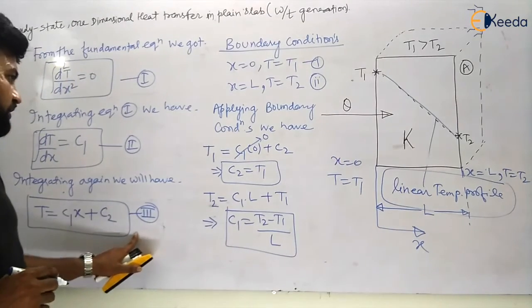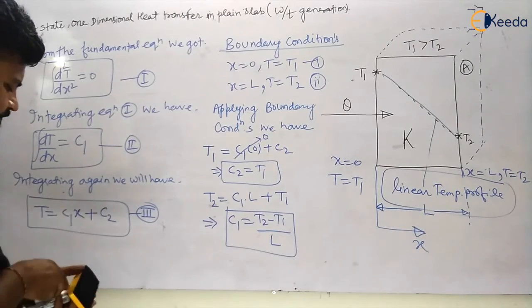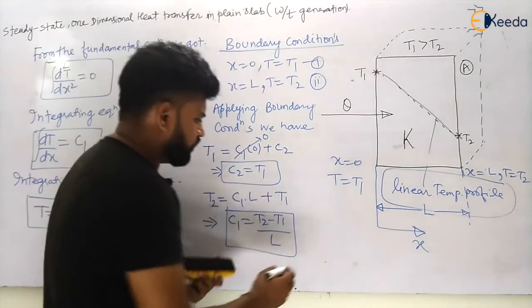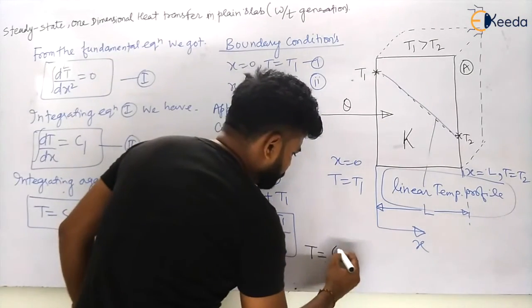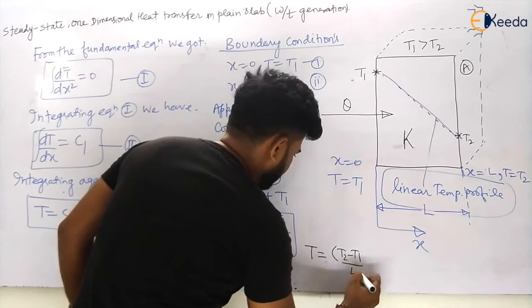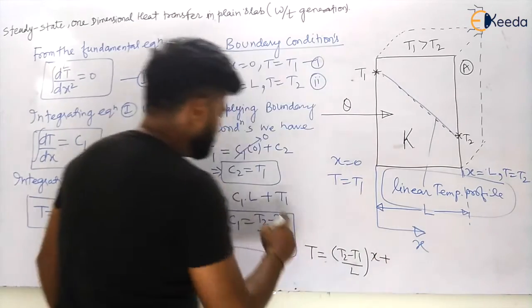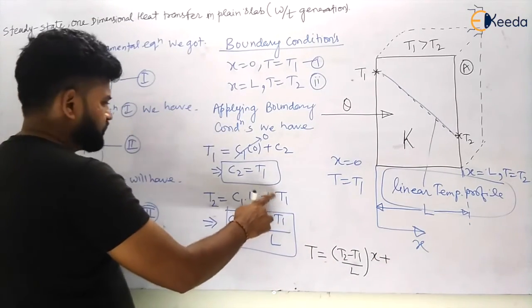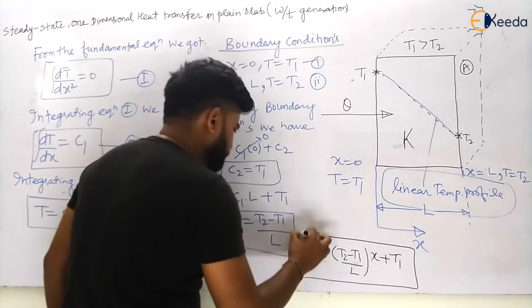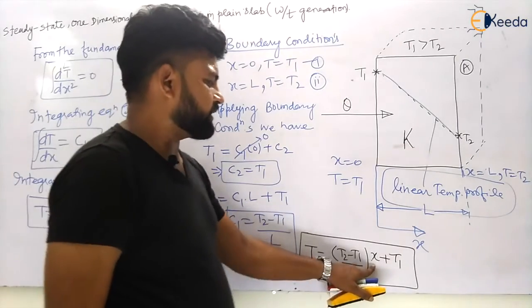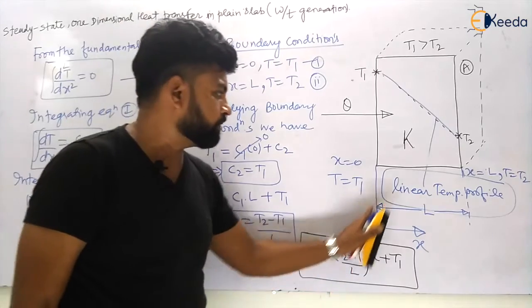So I will put them in equation number three, and let us see what we will have. T is equal to C1 into x, which is nothing but T2 minus T1 divided by L into x, plus T1, which is nothing but C2. So this will be your temperature at any distance x from the left face.